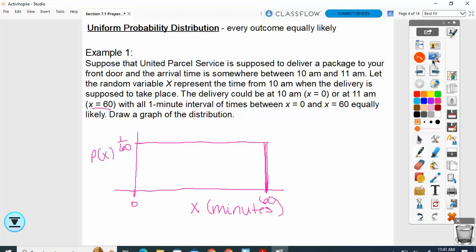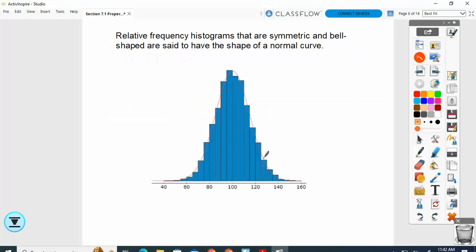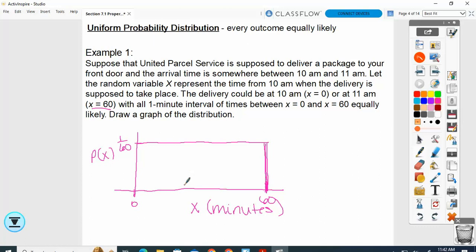Let's look at some questions about this. Find the probability of choosing a time between 15 and 30 minutes. So if it's between 15 and 30, that's a total of 15 minutes, right? Essentially I'm saying on this graph, if I want to be between 15 and 30, what's the probability? You could be anywhere in here. So the probability is just that area.